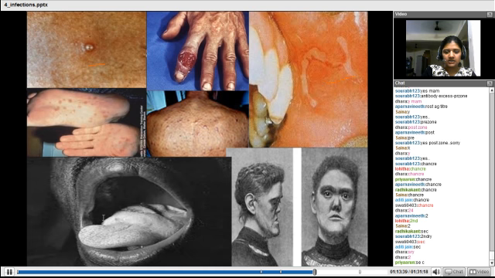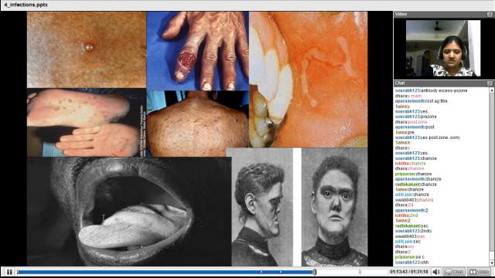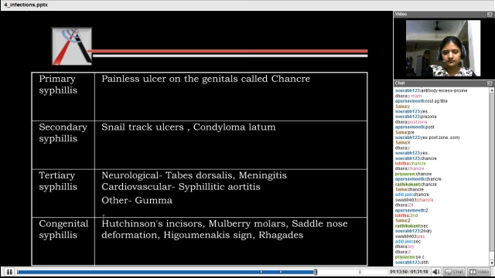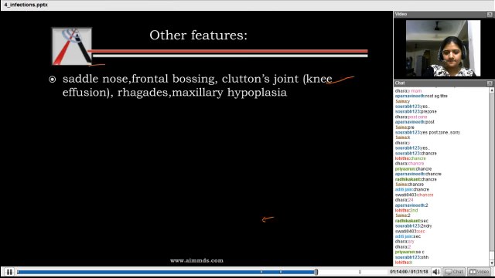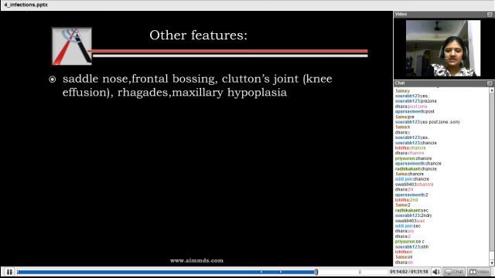Gumma, mucous patch, your saddle nose, maxillary deficiency. So this is your congenital syphilis. The other features are frontal bossing, rhagades, Clutton's joint, maxillary hyperplasia. Clutton's joint is important.